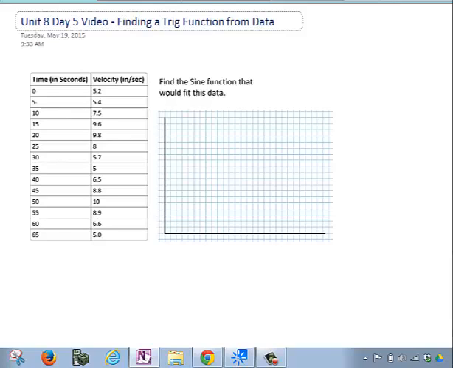while I pause the video, and then when we come back, we'll actually talk about how to fit it. So I'm just going to pause the video while I plot the data, and then we'll talk about what the fit would be.